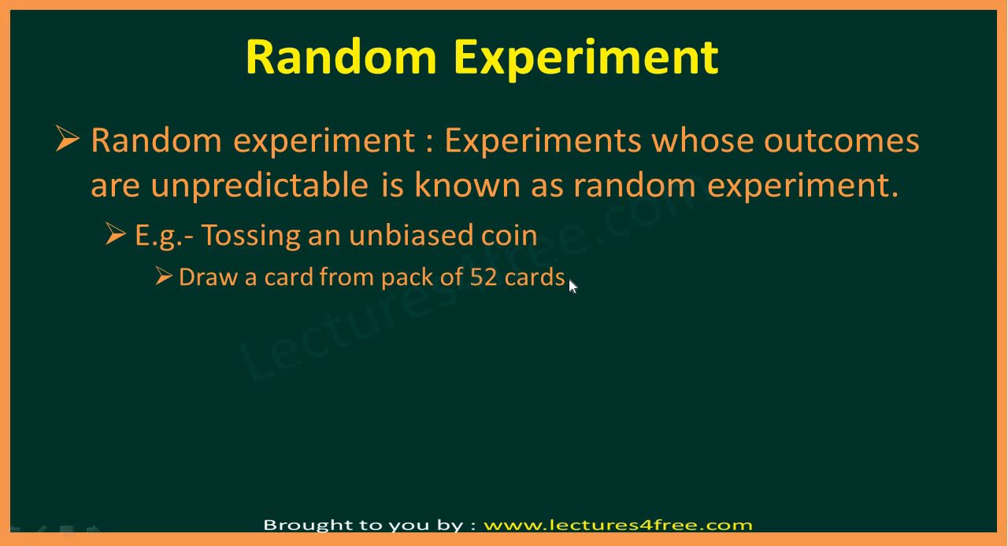Okay, so let's see the random experiment. Random experiments are the experiments whose outcomes are unpredictable. Whose outcomes are unpredictable is known as a random experiment. Like tossing an unbiased coin is a random experiment. It could be anything, it could be head or tail. We don't know, so it's unpredictable, so we will call it a random experiment. And drawing a card from a pack of 52 cards will also be a random experiment.